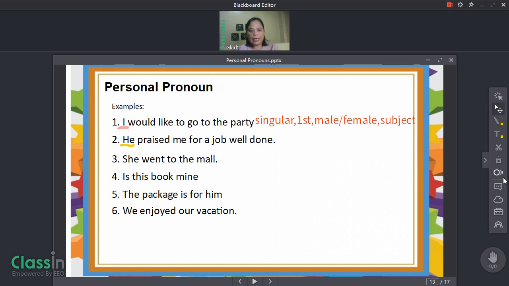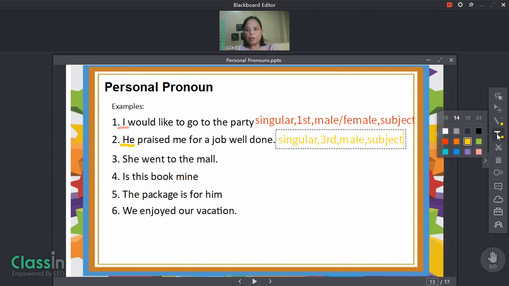Again, let's do it. This is singular. Next, it is in the third person. Its gender is male, and it is used as a subject in the sentence.